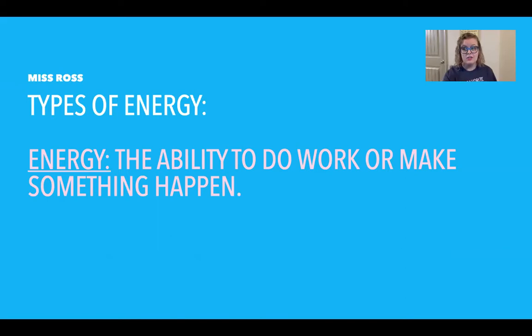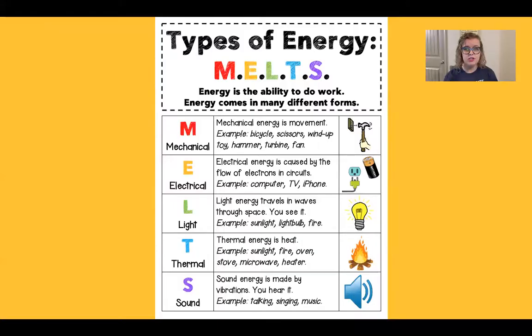Now, as humans, we can get energy from food, like fruits and vegetables. We can get energy from resting. But there's different kinds of energy that you might not have heard of before. So this is how I like to remember the different types of energy, and it's with these letters, all the letters in MELTS. Each of those letters are the beginning of one type of energy.